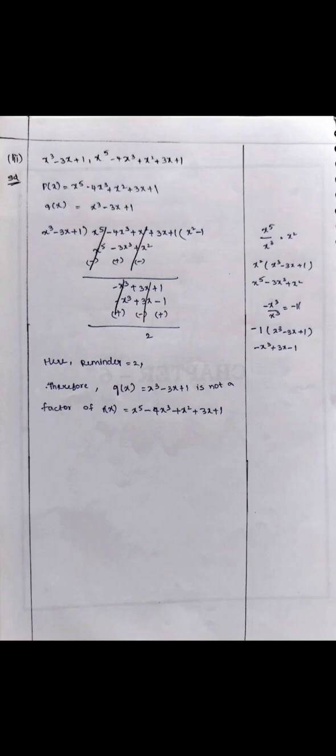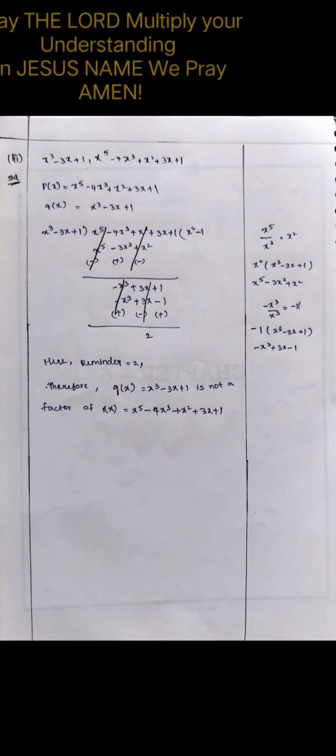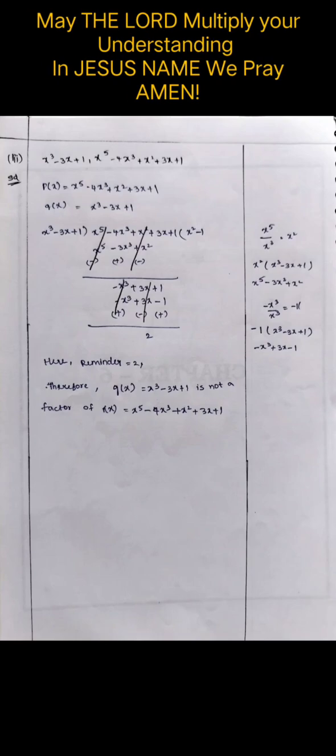Third one is x cube minus 3x plus 1, and x power 5 minus 4x cube plus x square plus 3x plus 1. We need to check whether it is a factor or not. So p of x is equal to x power 5 minus 4x cube plus x square plus 3x plus 1. G of x is equal to x cube minus 3x plus 1. So x cube minus 3x plus 1.